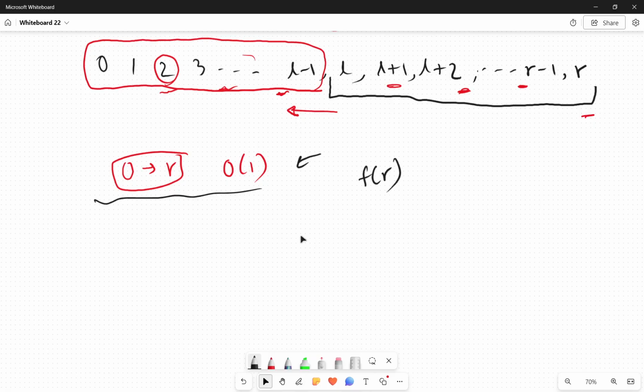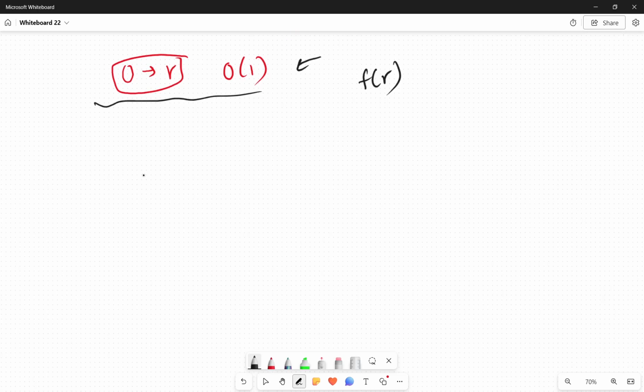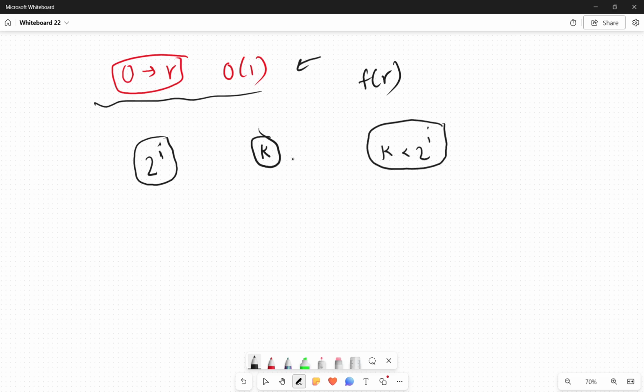So what I can notice is that, suppose 2 to the power of i is the number. The first uninteresting number will be k, assuming that k is less than 2 to the power of i. The second uninteresting number will be k plus 2 to the power of i. The third uninteresting number will be k plus 2 to the power of i plus 1. The fourth uninteresting number will be k plus 2 to the power of i plus 2.